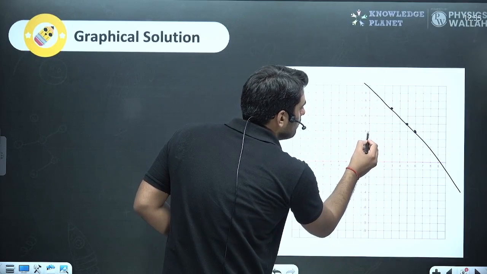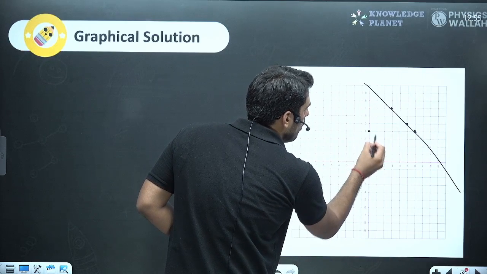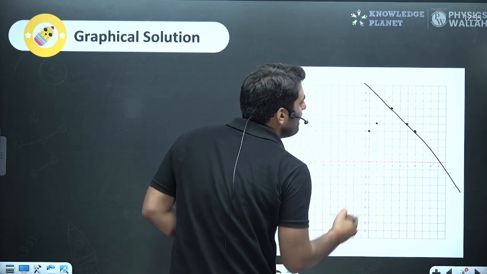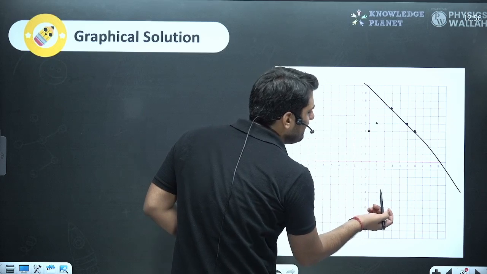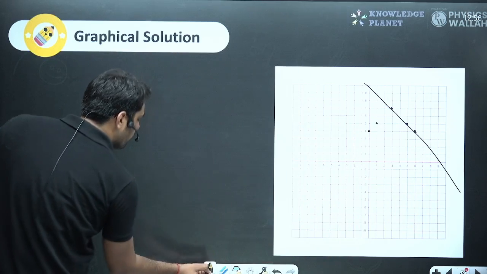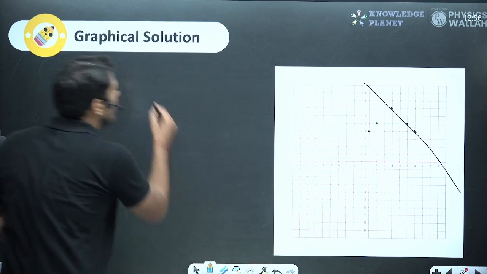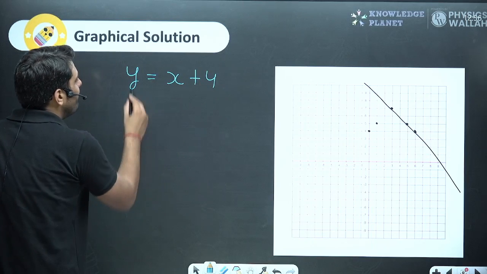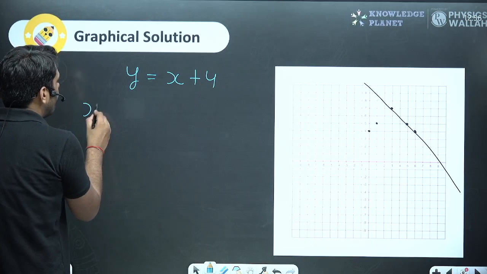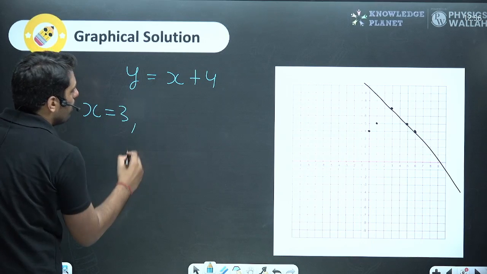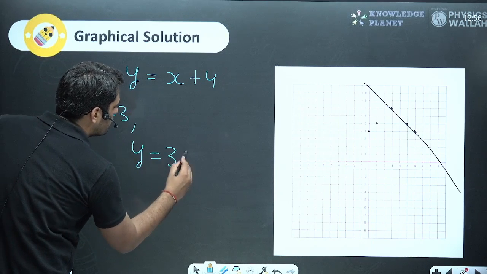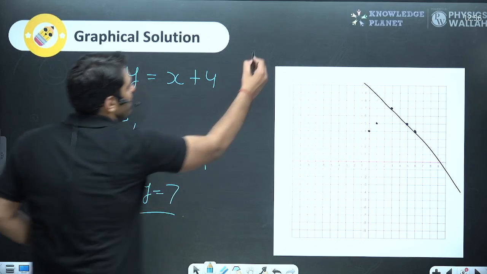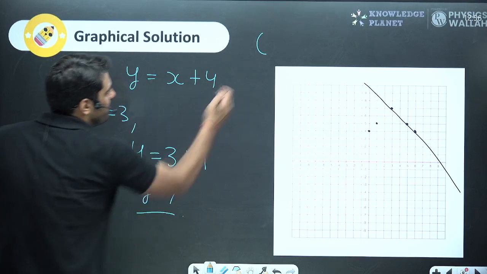0, 4 over here. 1, 5 somewhere over here. And we had, I think, y equals x plus 4. We can find the solution once again. So if I want to find y for x equals 3, what will happen? y will come out to be 3 plus 4. That means y will come out to be 7 over here. So another point which I found out is 3, 7.